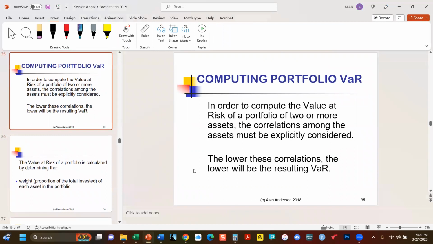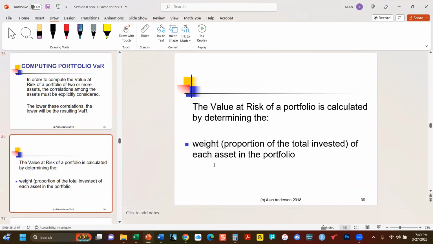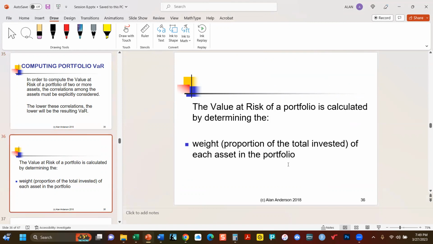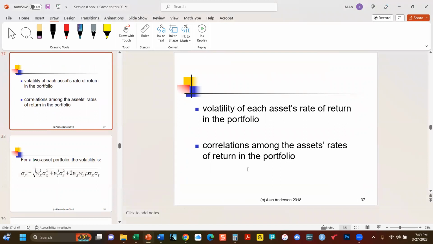So anyway, another thing we have to take into account with the portfolio value at risk is how much is invested in each stock or each asset, which we call weights. In other words, we need to know, first of all, the correlations between the assets. And secondly, we need to know how much of our money is invested in each of these stocks or assets. These are referred to as weights or proportions of the total invested. Of course, we need to know each stock's individual volatilities, and we need to know the correlations. We don't need the expected returns, though. This is the portfolio risk.